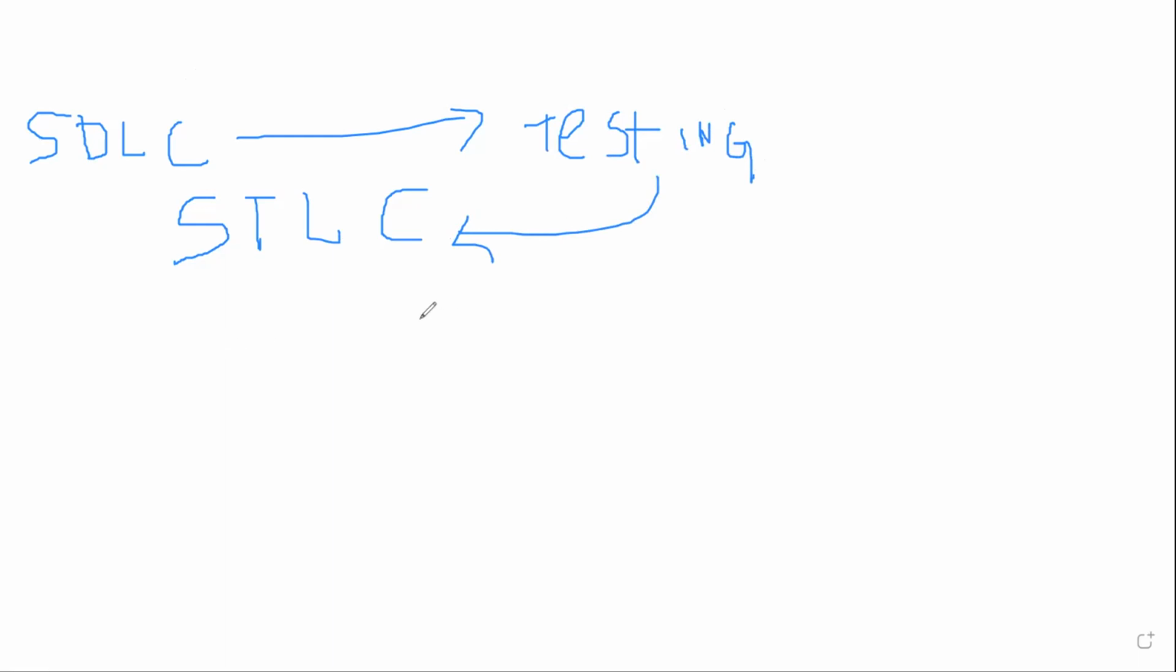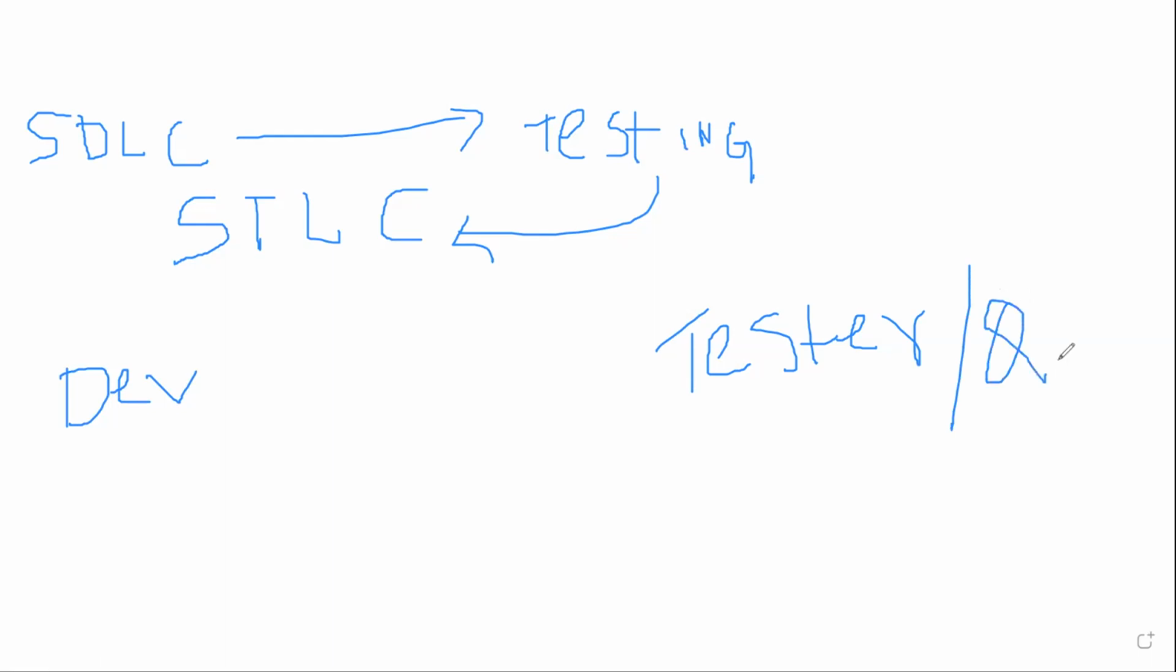So for example, in real time environments, there are two roles involved in the software development process. One is the developer, and the other one is the tester. We can call them a tester or a QA engineer, quality assurance engineer. These are the two teams majorly involved during any software development process.